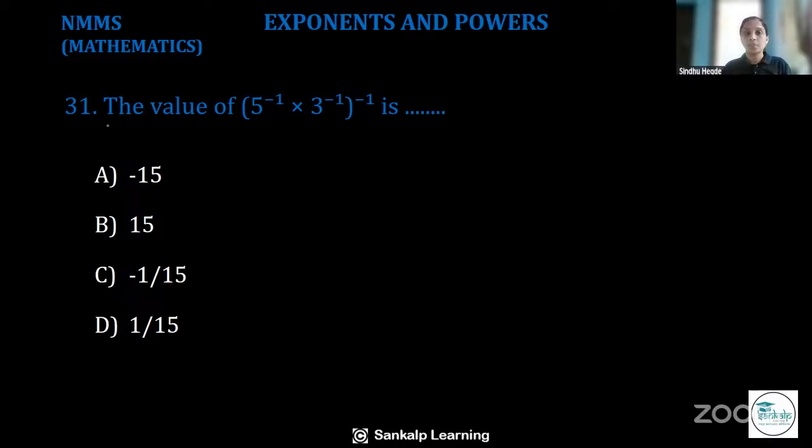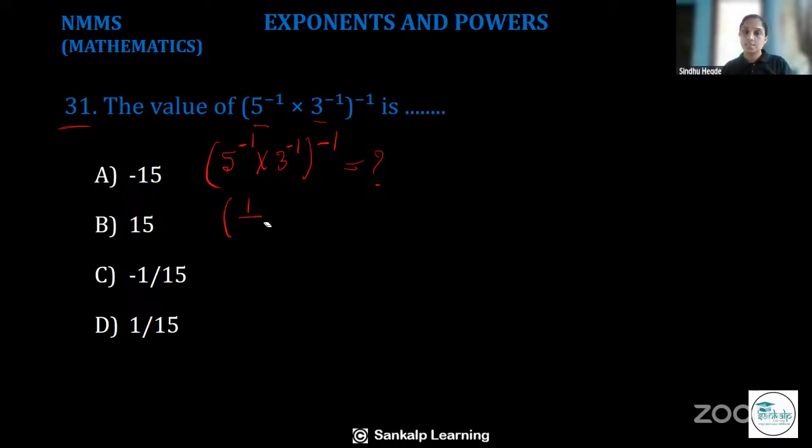Let us see question number 31 of the chapter Exponents and Powers. The value of (5 raised to minus 1 into 3 raised to minus 1) whole power minus 1 is dash. Option A minus 15, option B plus 15, option C minus 1 by 15, option D 1 divided by 15. Value of (5 raised to minus 1 into 3 raised to minus 1) whole inverse is what? Okay. So now 5 inverse is nothing but 1 by 5.